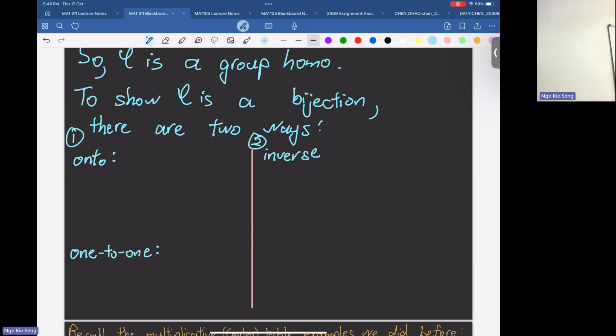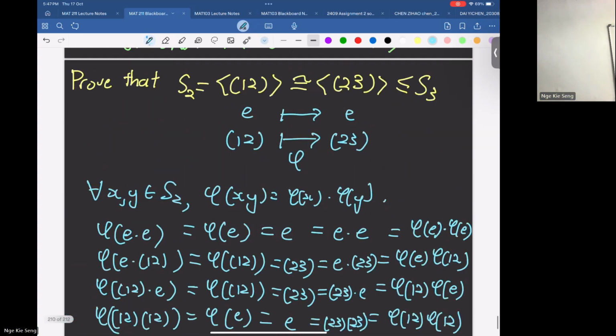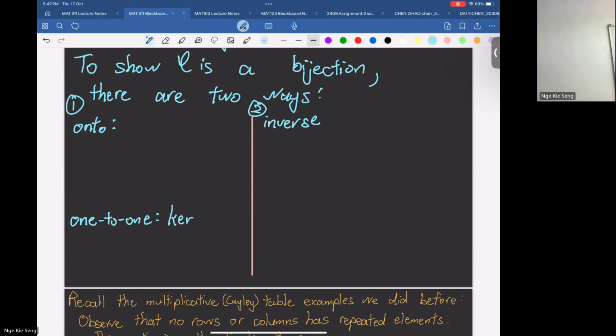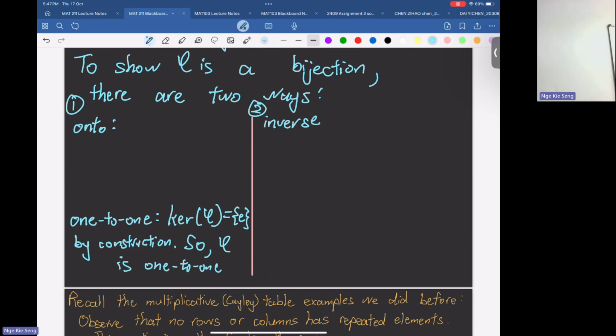Which one is obvious? I guess 1-to-1 is obvious. Why? What's the kernel of this map? E only. So you see, the kernel of phi is the trivial subgroup by construction. We defined it to be like that. We know that. So it is 1-to-1. Now onto. Onto is what?